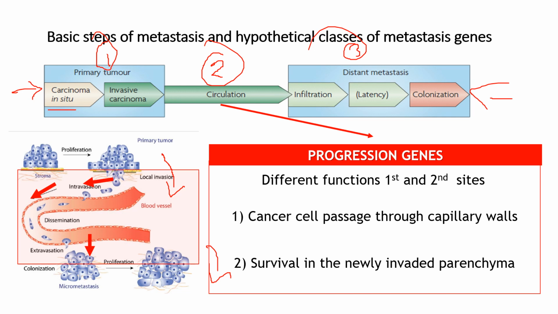So these are different genes, and they need to allow the cells to go through capillary walls. As you can see here, you need to allow them to go through capillary walls, and they need to survive in the new tissues that they are going to reach. You need to survive here in the blood, you need to survive in the stroma, and later they will need to survive here in the new tissue. Okay, so those are called progression genes.